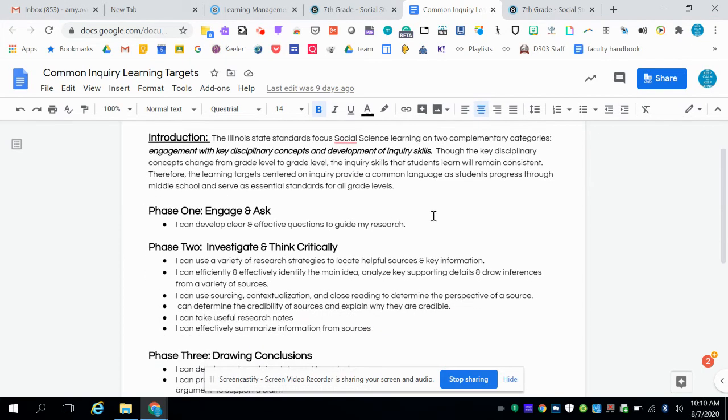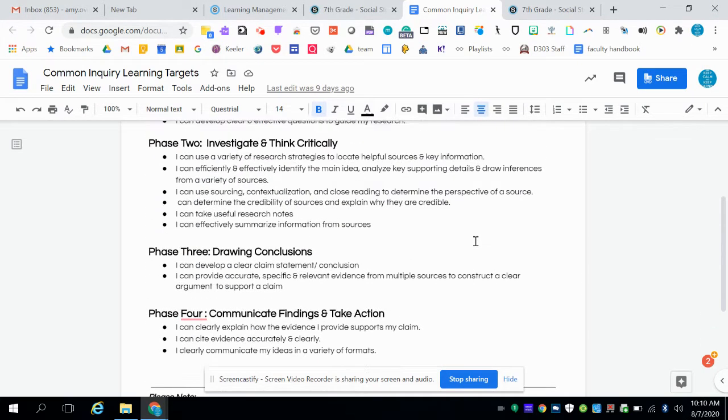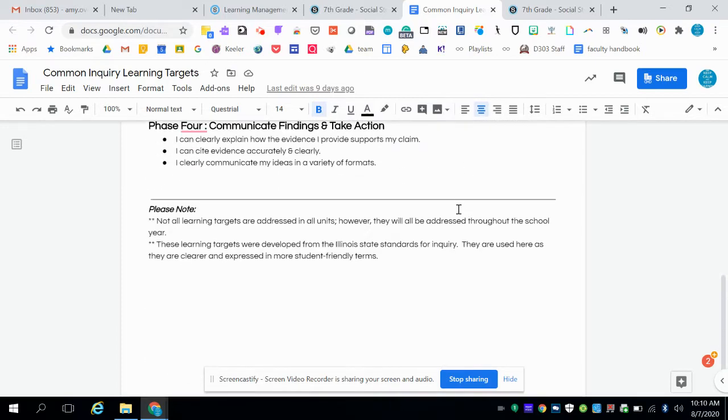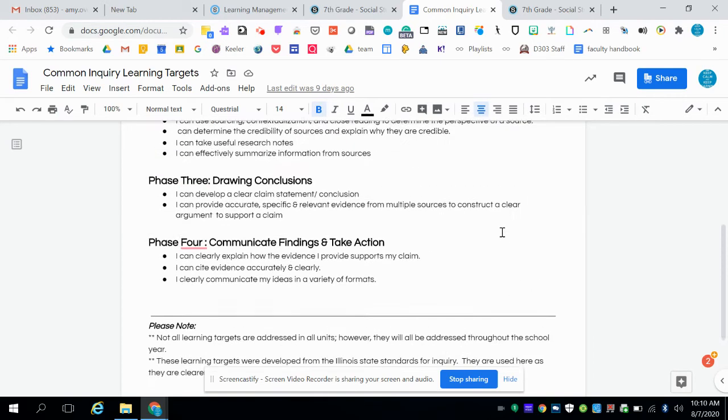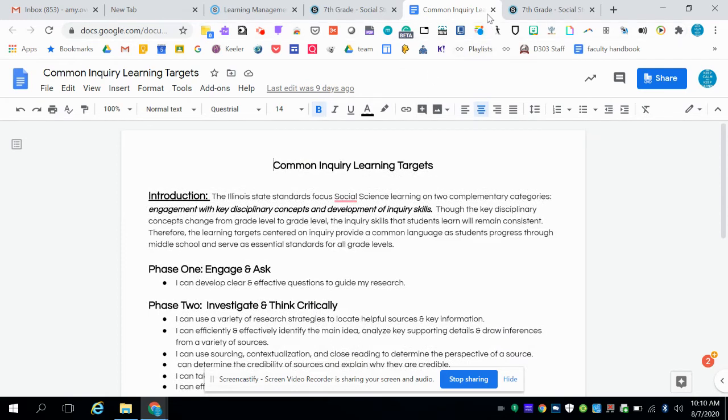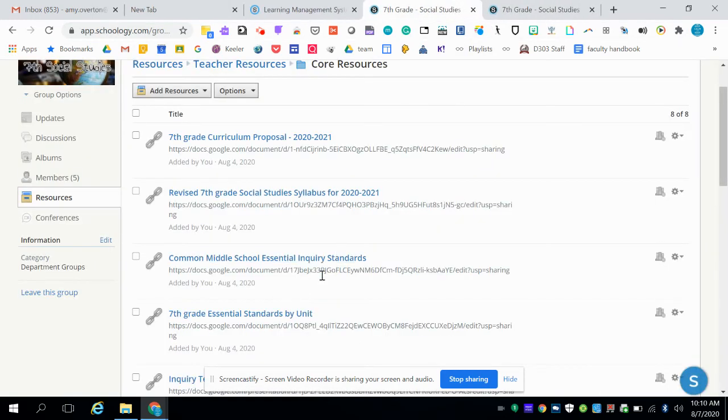So as you look through these are the targets that we thought would be most essential for us to focus on with regard to inquiry as we go through the school year. Please note that you're not going to address all these targets in all the units, and those are developed from the Illinois State Standards for Inquiry. So that is a resource you have available to you.